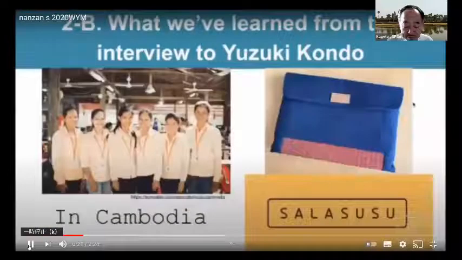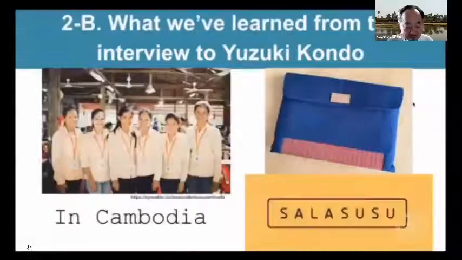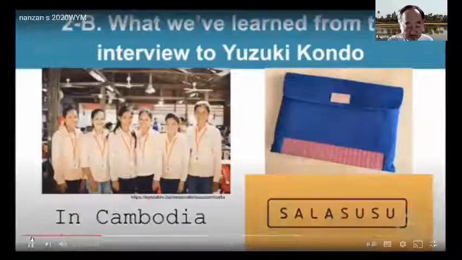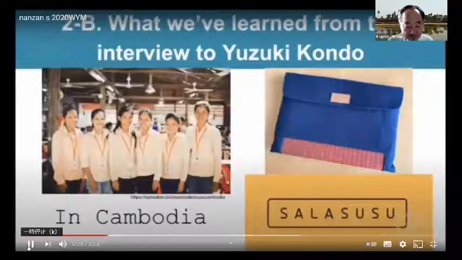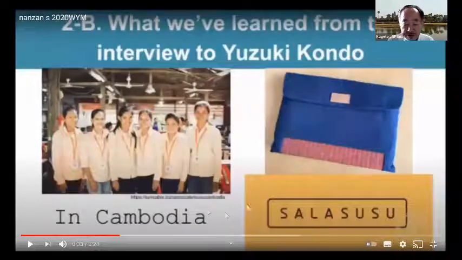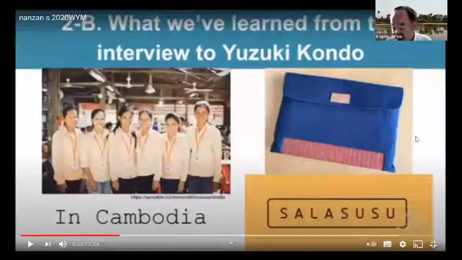At Salasusu, Cambodian women who didn't receive sufficient education are making handmade bags and other items. As we thought about quality education, we could hear valuable things from Yuzuki. Okay, like this, it is very easy to follow what the presenter wanted to deliver and share with you.